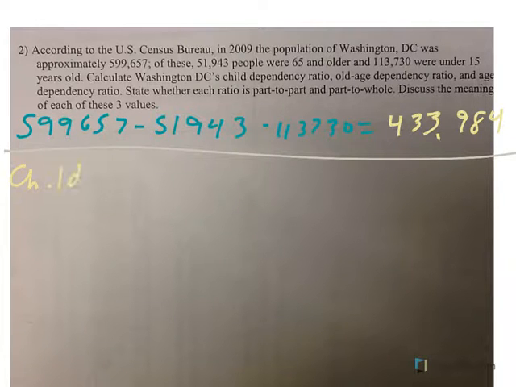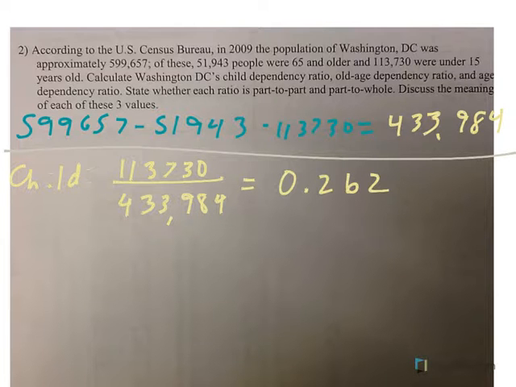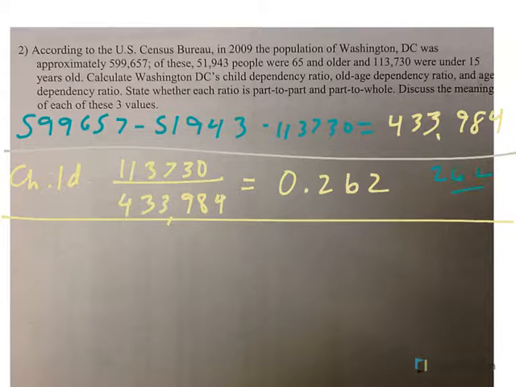So we go for children, the young ones. Well, there are 113,730 youngins over the working class, the 15 to 64-year-olds. Gives me a decimal approximation of 0.262, quite a bit less than what we had in the last one. And that means, remember your fractions, 262 over 1,000, that means there are 262 child dependents on 1,000 workers. So if we have 1,000 in the working population, they need to help support 262 kids. That's what that means.